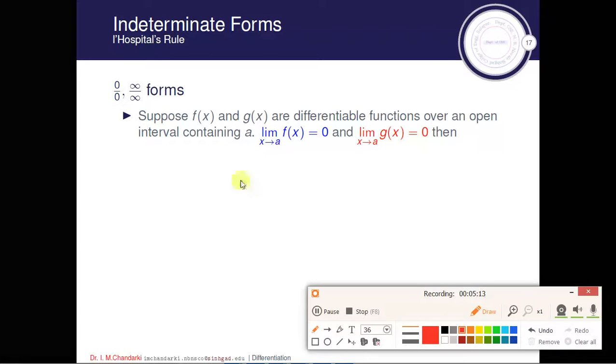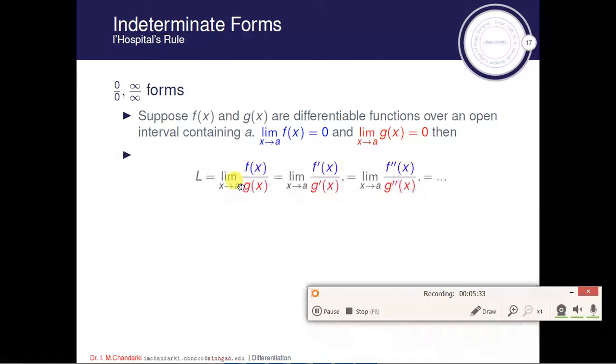What is L'Hospital rule? Suppose that there are two functions f(x) and g(x), which are differentiable functions on an open interval containing a, and the limit as x tends to a of f(x) is equal to 0, and the limit as x tends to a of g(x) is also equal to 0. Then L, the limit as x tends to a of f(x) by g(x), is a 0 by 0 form. So whenever you have 0 by 0 form, you apply LHR. And what is LHR saying?